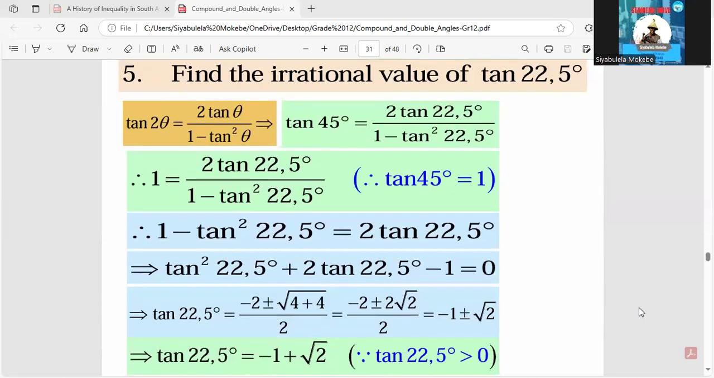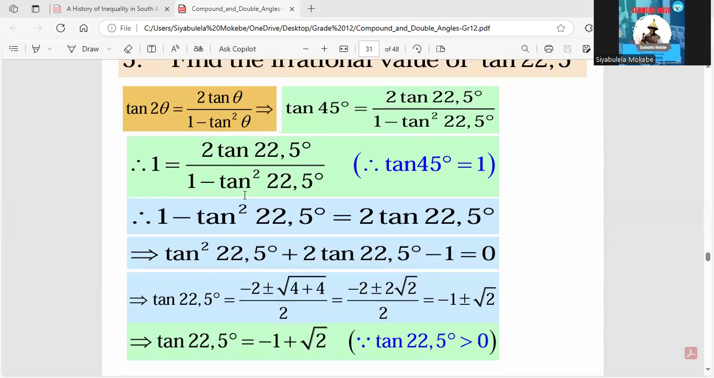Lastly, we have tan 22.5 degrees being equal to negative 1 plus root 2. And we took this one and not the other one because this one gives us a positive value, which is what we want because 22.5 is in the first quadrant and tan is positive there.